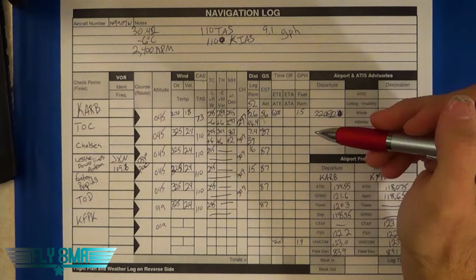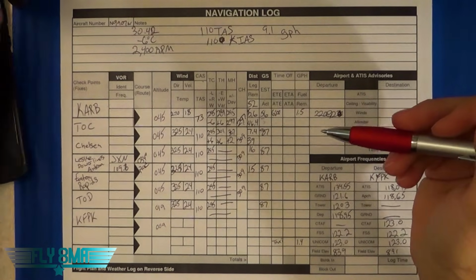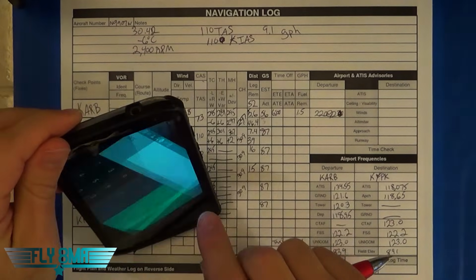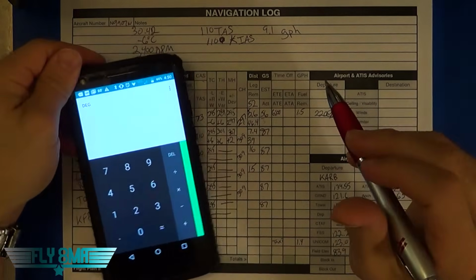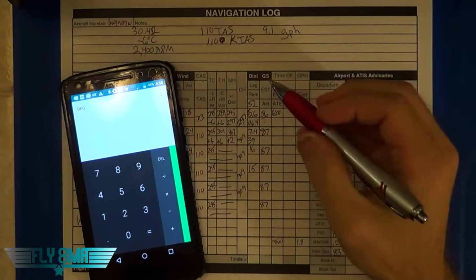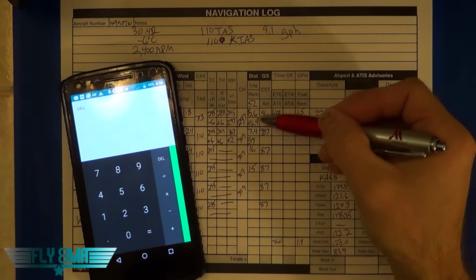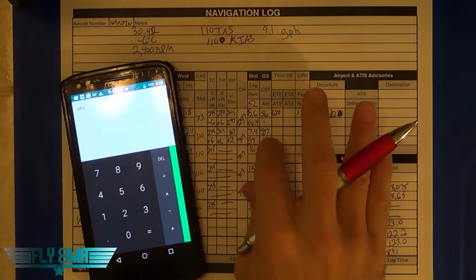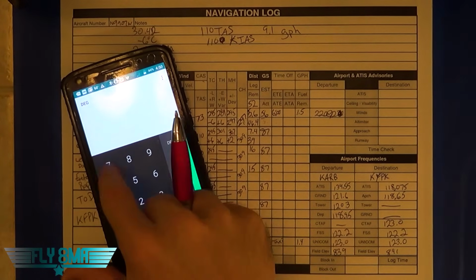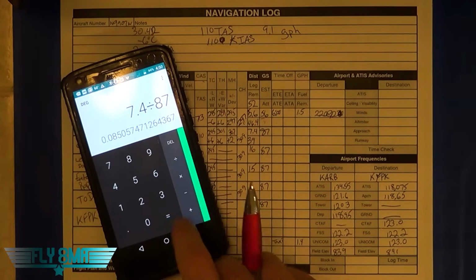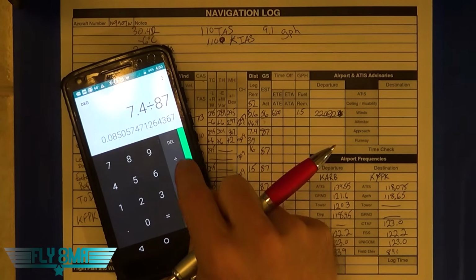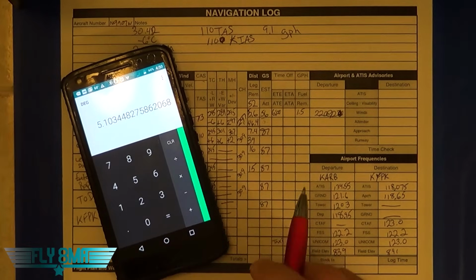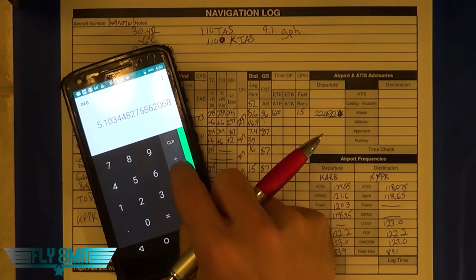So the fuel burn we said is 9.1 gallons per hour. So how much fuel burning depends on how long we're spending between each checkpoint. So again, you could use the E6B. We'll show you how to do that in another video. I prefer the calculator method. Thus, we have 7.4 nautical miles to cover. If we have 7.4 nautical miles to cover and we're doing 87 knots, 7.4 divided by 87 gives us 0.085 of an hour. I multiply that by 60, gives me 5.1 minutes.